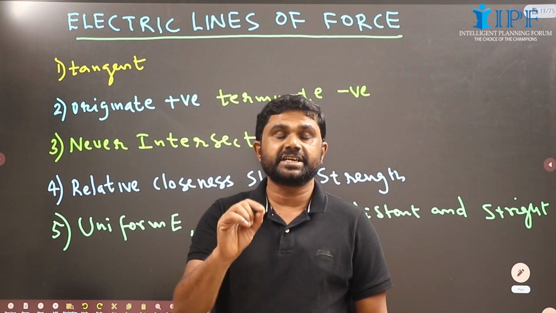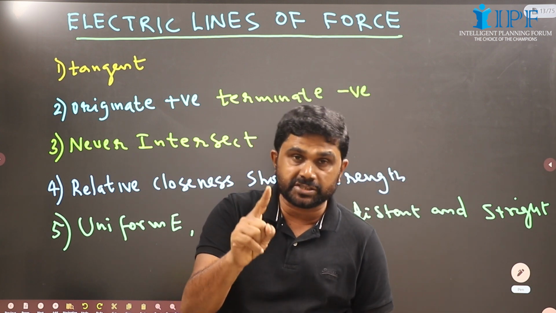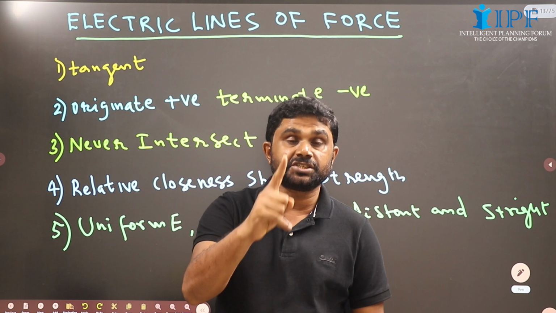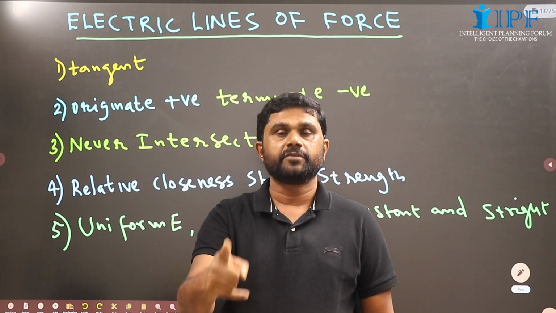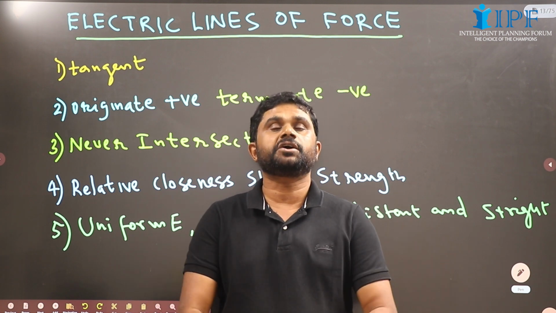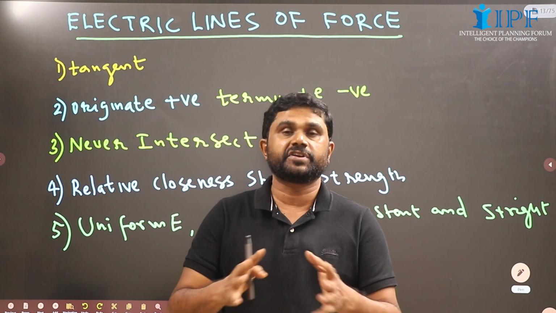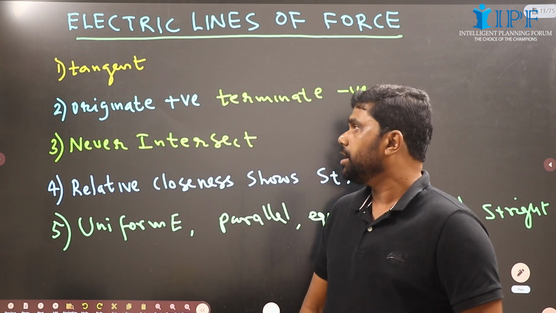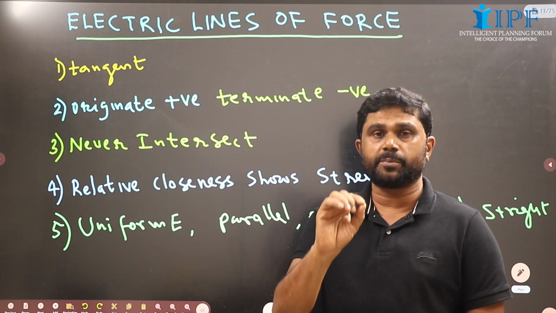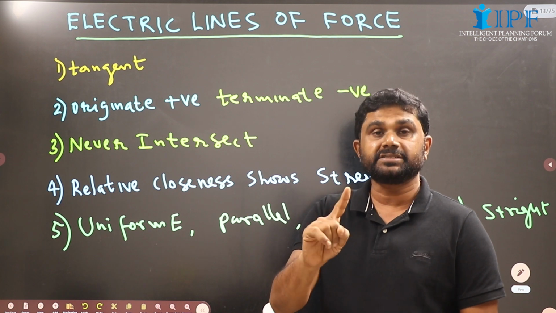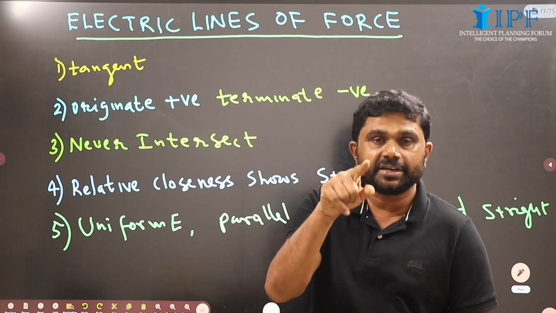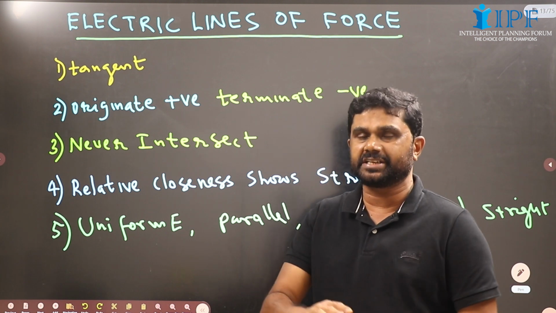Its actual definition is they are imaginary lines, which may be straight or curved, such that the tangent to the electric line of force at any point will give you the direction of the intensity of electric field at that point. That is the only proper definition for electric lines of force. Now the properties of electric lines of force: the most important property is that the tangent at any point to an electric line of force will give you the direction of the intensity of electric field at that point. That is the first property.